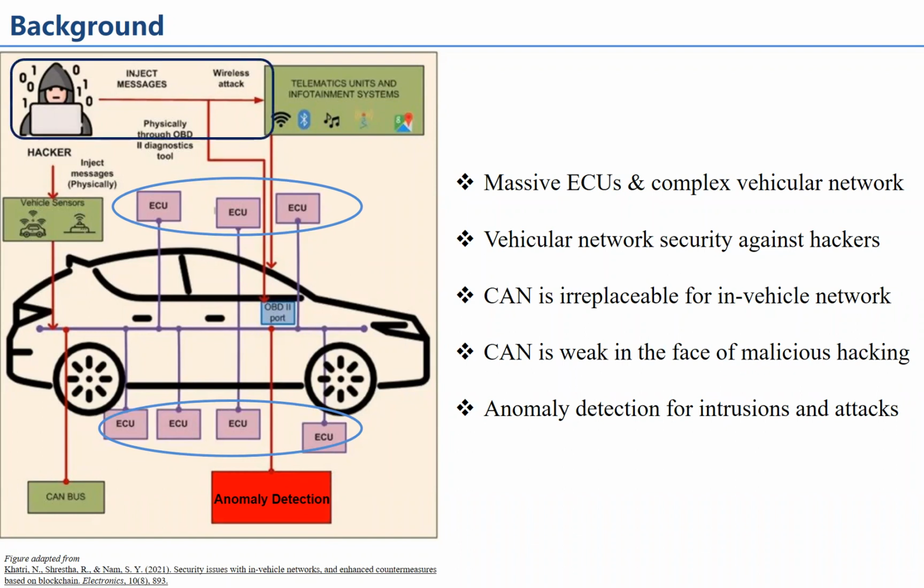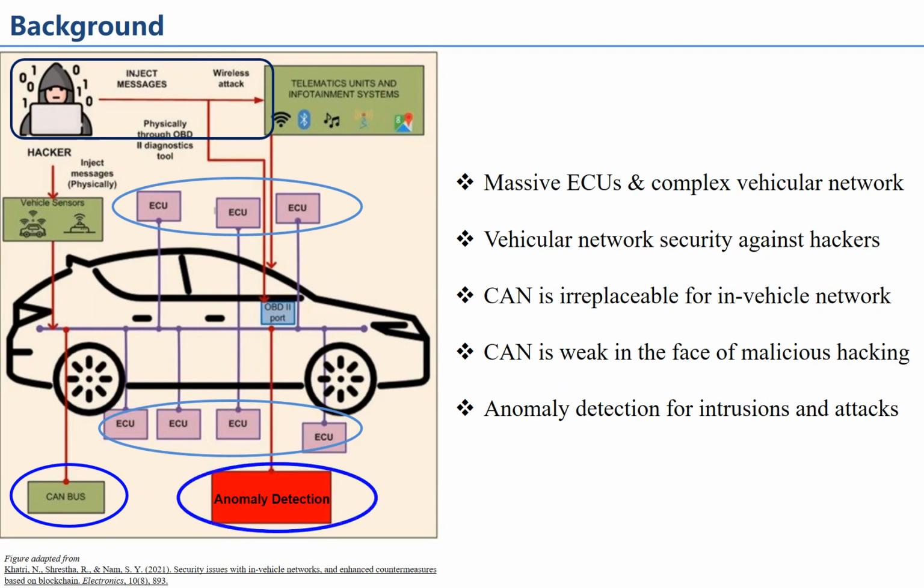For in-vehicle networking, controller area network, CAN for short, is the most commonly adopted protocol. Despite the irreplaceable role and long application history of the CAN protocol, it has vulnerabilities, as CAN is designed with transmission through a fixed frequency without security measures against attacks. CAN is weak in the face of malicious hacking. The security of the CAN bus is crucial to ensure the safety performance of the vehicle.